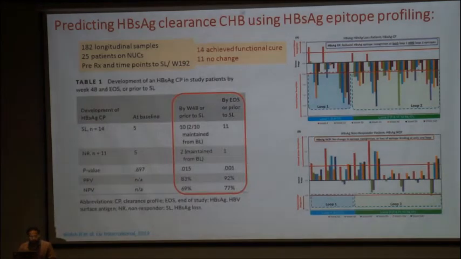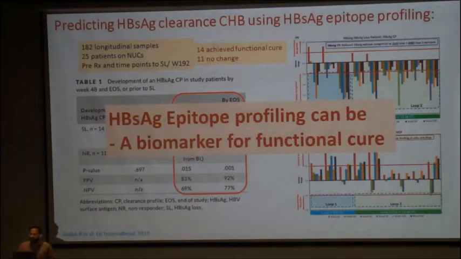And it was shown that by the end of 48 weeks or the end of study, 11 out of the 14 patients who achieved surface loss had this epitope profile, which started to appear at 48 weeks. And only 1 out of the non-functional cure patients achieved this epitope profile. So HBsAg epitope profiling can be a biomarker for functional cure, and it can predict the future development of functional cure in patients with chronic hepatitis B. All these patients are HBeAg positive patients who are started on nukes.